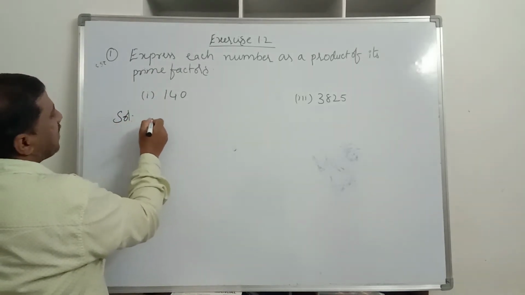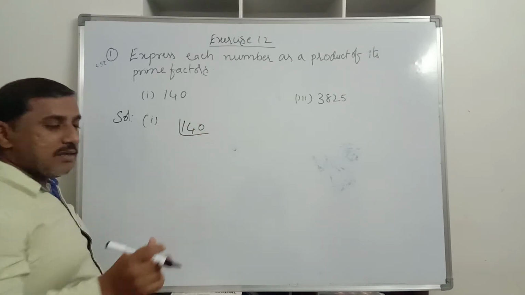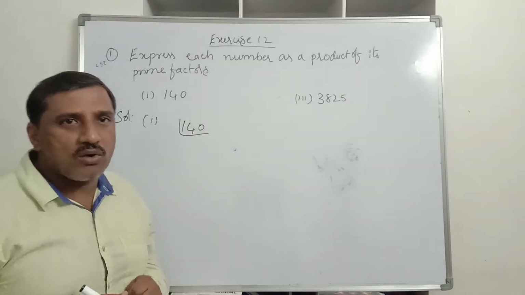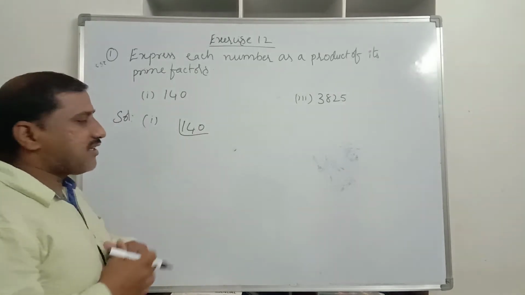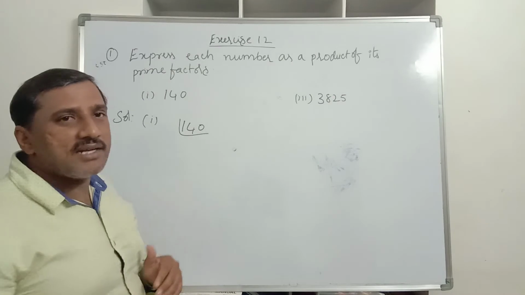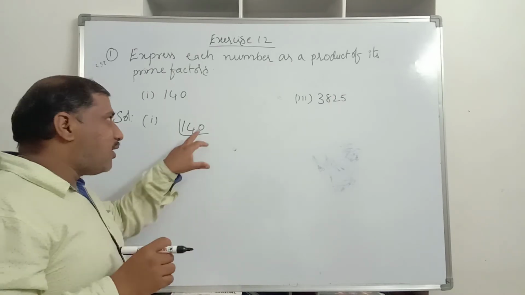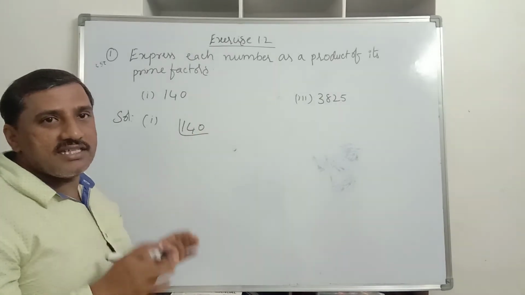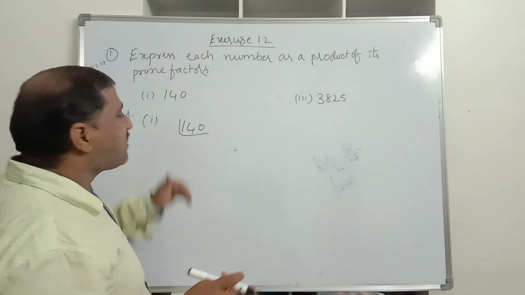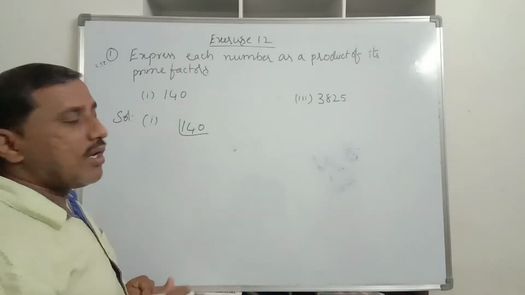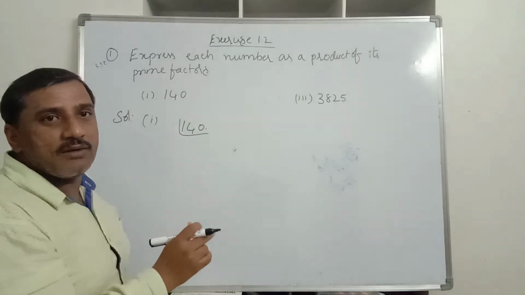The first sum is the prime factors of 140. To find the prime factors, we use the divisibility rules for 2, 3, 5, etc. 2 is the first prime number. Which numbers are divisible by 2? What is the divisibility rule for 2? If the units place of any number is either 0, 2, 4, 6 or 8, such numbers are divisible by 2. Therefore here in the units place we have 0, so this number is divisible by 2.